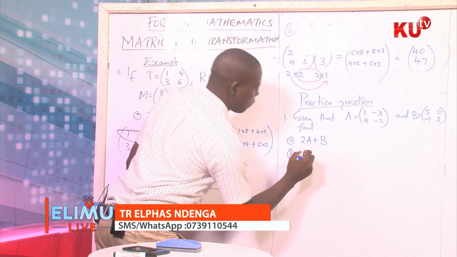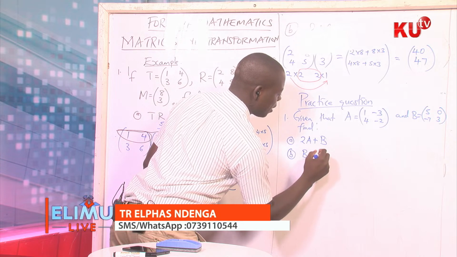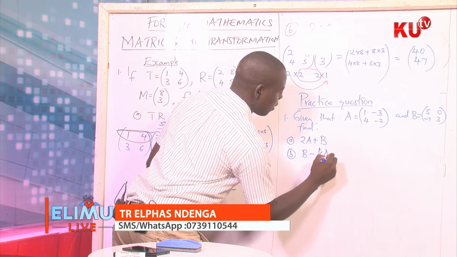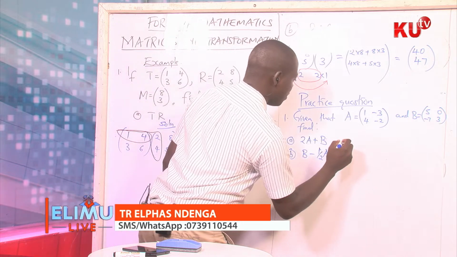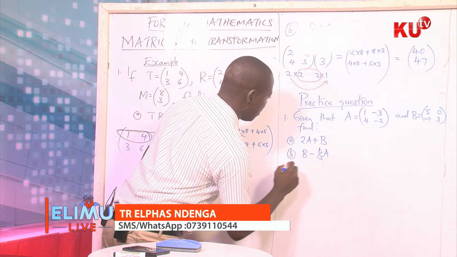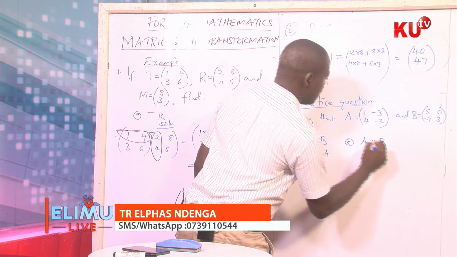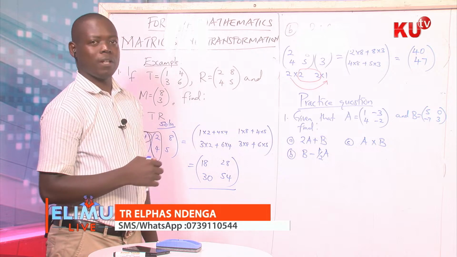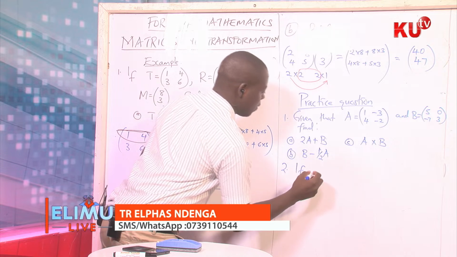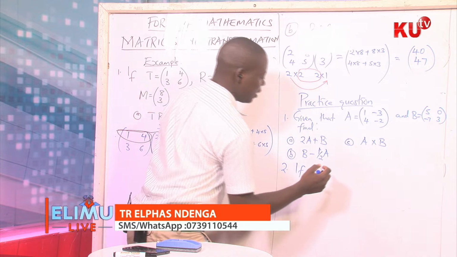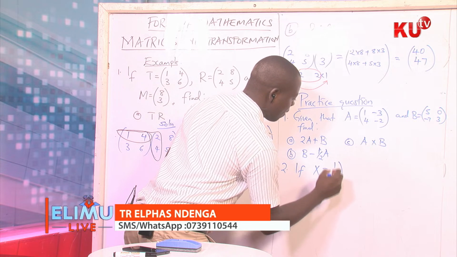Part B: the matrix B minus a half A. And then number C, you'll work out A times B.